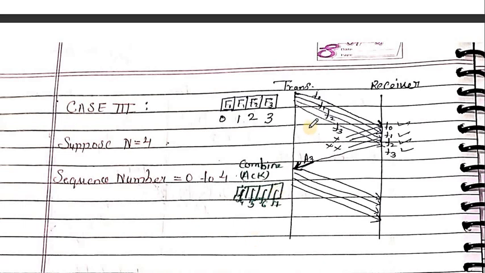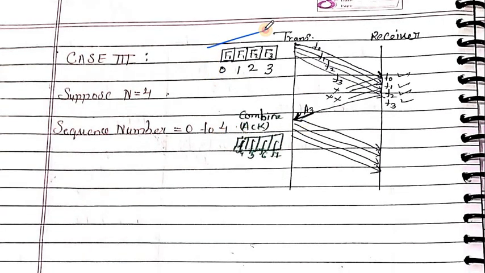Now in case 3, what happens? The transmitter transmits 4 frames and the receiver receives all frames one by one. Because the receiver window size is 1, at a time only one frame is received and processed by the receiver. So first F0, then F1, then F2, then F3 are received by the receiver. Suppose the acknowledgements get lost in between.